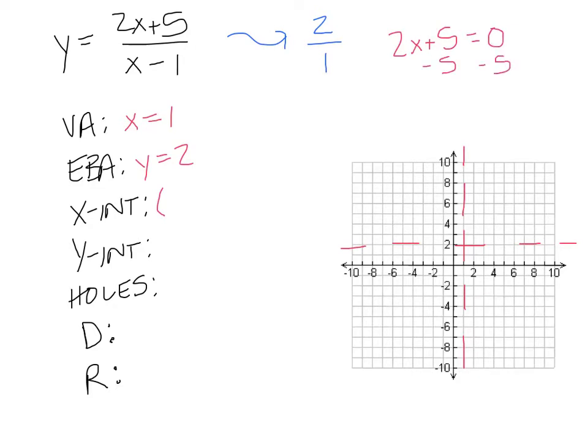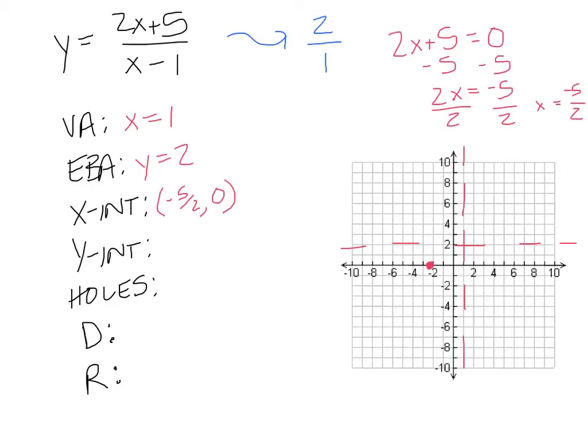Subtract 5 from both sides, you get 2x equals negative 5. Divide both sides by 2. You get x equals negative 5 halves. So my x-intercept is going to be at negative 5 halves and 0. If we look over at our graph, negative 5 halves is about negative 2.5. I'm going to put my point right there.